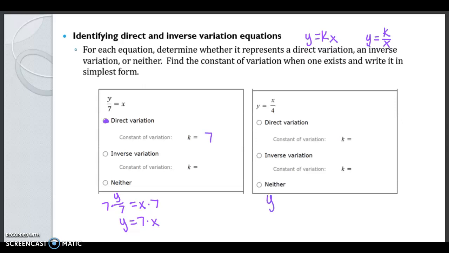Now this one might seem a little tricky. y equals x divided by 4. In my inverse variation equation, I have a fraction, but x is in the denominator. Here x is in the numerator, so I'm just going to rewrite this as y equals 1/4 times x. Aren't those equivalent? So this is still k: 1/4 is k, and then I have k times x. So I still have direct variation, but k in this case is 1/4. Okay, so that's how you identify direct and inverse variation equations.